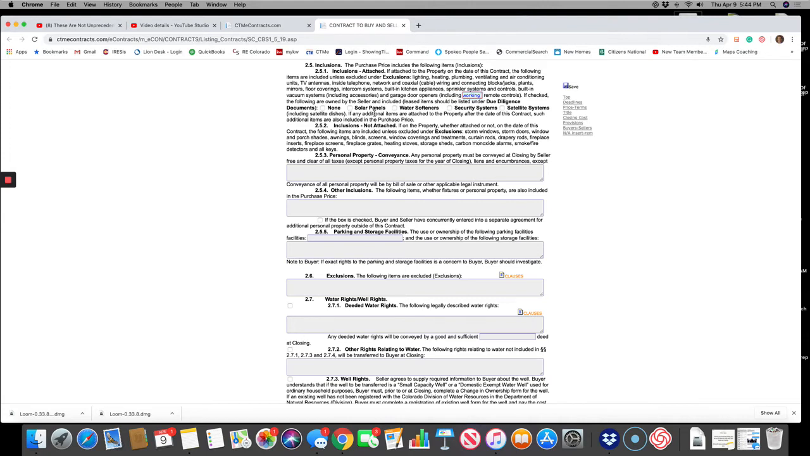If there's solar panels on the home, water softeners, security systems, or satellite systems, double check with the listing agent or the seller to make sure that they are specifically owned by the seller. There's a lot of different solar companies out here, and there's a lot of different homeowners who have a solar lease in place. If there's a solar lease in place, this box would not be checked, as the sellers do not own that equipment just yet until the lease is paid off.